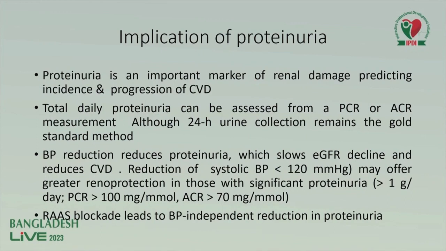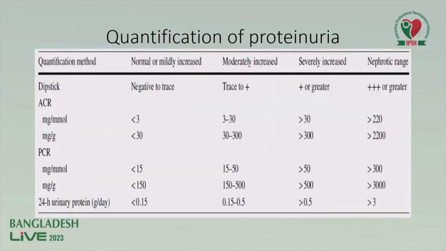Proteinuria is an important implication in chronic kidney disease, and it confers increased cardiovascular risk. This is the microalbuminuria ranging to macroalbuminuria. Of the different levels of albuminuria, the higher the level of protein leak, the higher the risk and progression to end-stage renal disease.